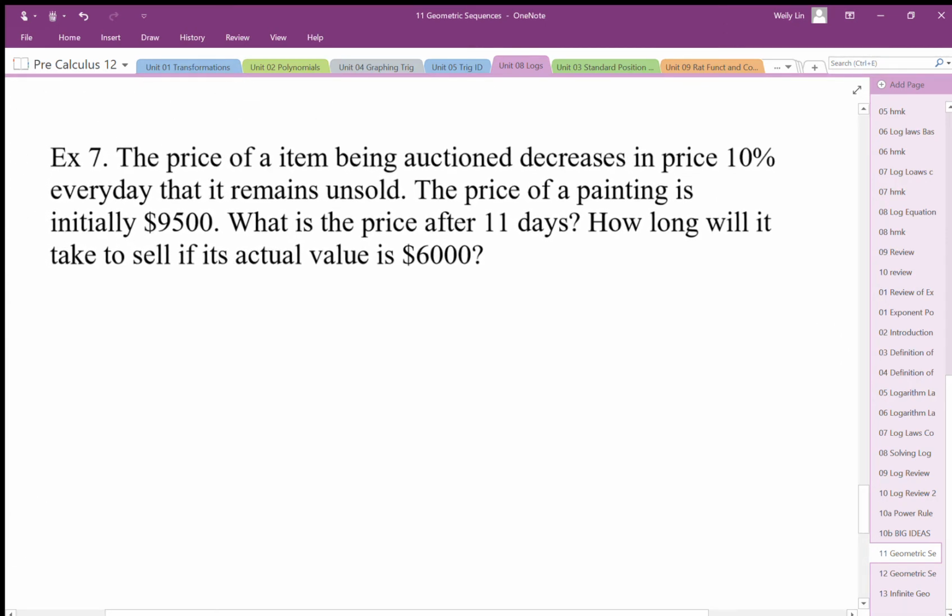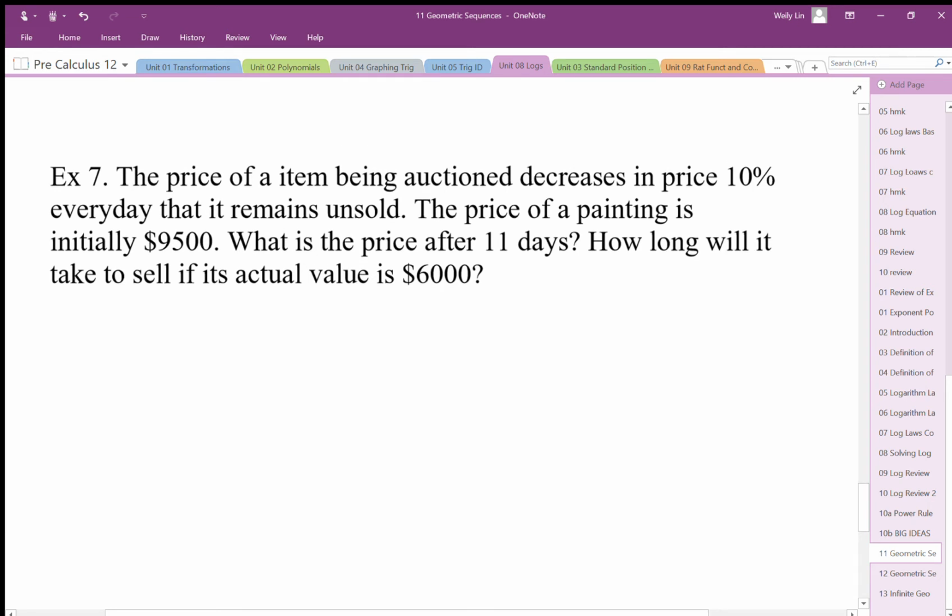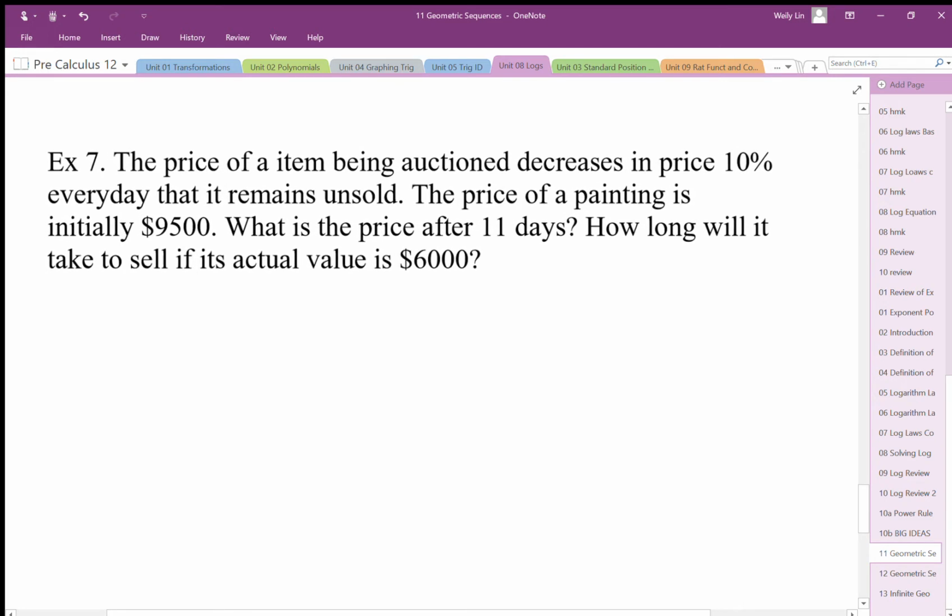So we have a problem here where something is being auctioned and its price is decreasing exponentially by 10% every day that it remains unsold. The price of the painting is initially $9,500. What's the price after 11 days? How long will it take to sell if its actual value is $6,000? Okay, so there's two parts to this.